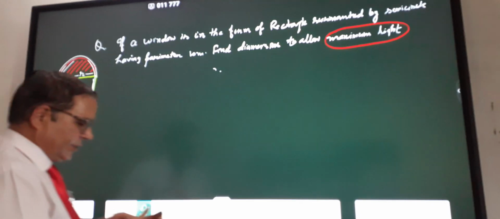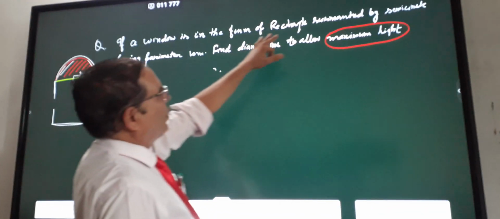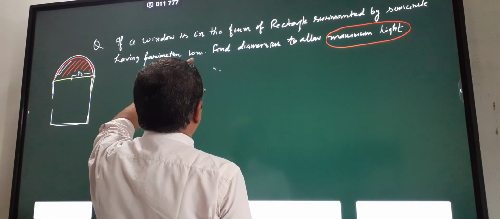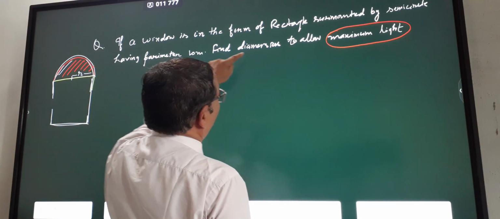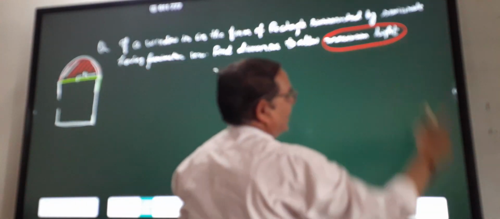So, good morning, students. Today, one more practical problem on maxima and minima. The question is: if a window is in the form of a rectangle surmounted by a semicircle having perimeter 10 meters, find the dimensions of the window to allow maximum light.